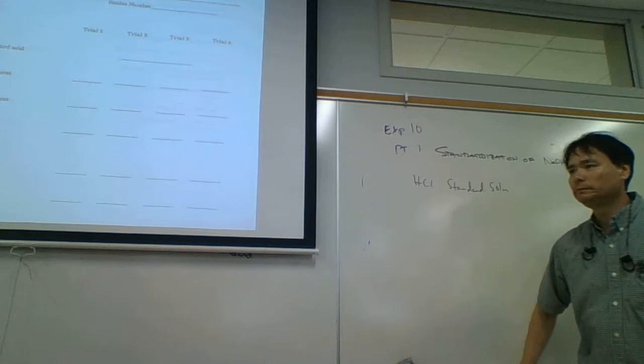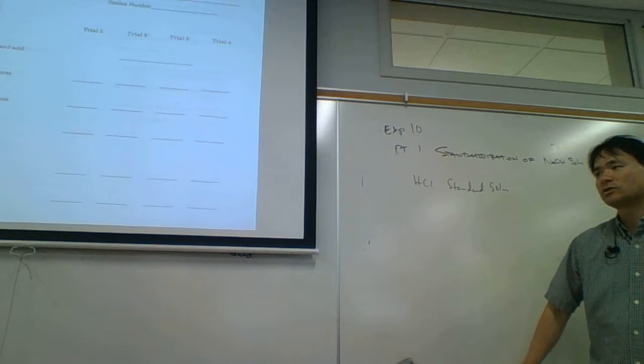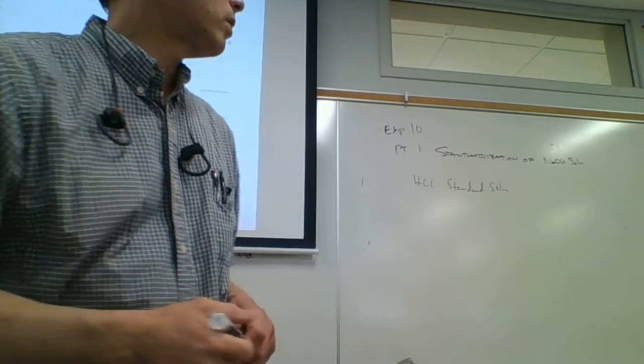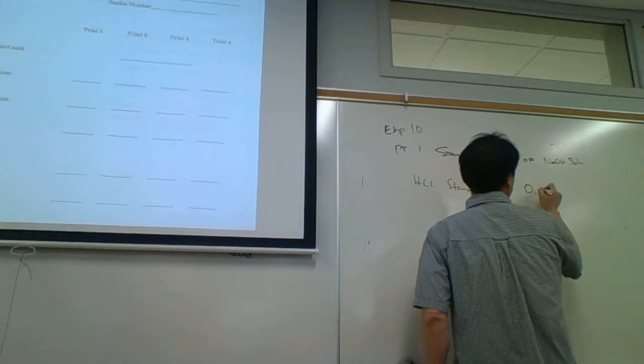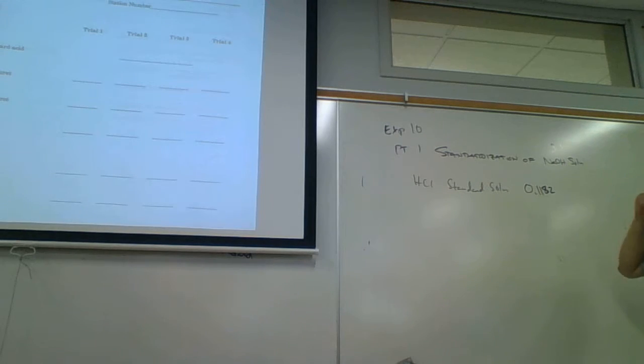The HCl standard solution had an accurately and precisely determined concentration. What is it? Yeah, 0.1182. To be a standard solution, some work went into determining the composition of this: 0.1182 moles of pure HCl in every liter of this HCl solution. And so what we did in part one was use the HCl standard solution to standardize the sodium hydroxide solution. We'll talk about the calculations today.